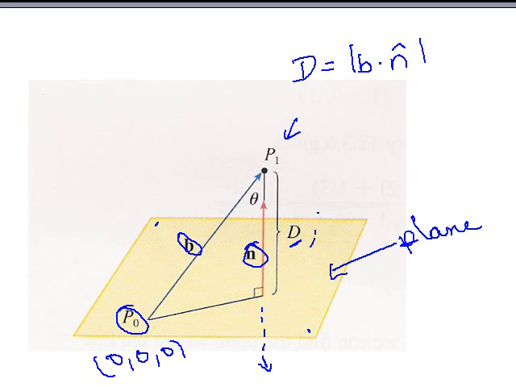So you need a vector from some point in the plane out to the point in question. You need the normal to the plane so you can construct the unit normal, and then you take the dot product. You project that vector onto the direction of the normal.